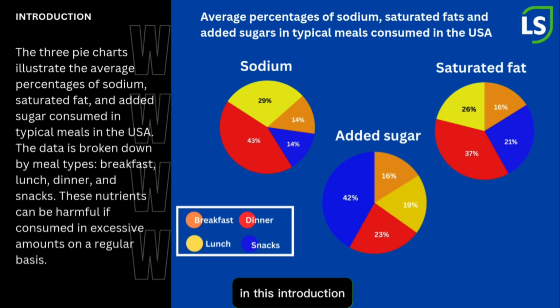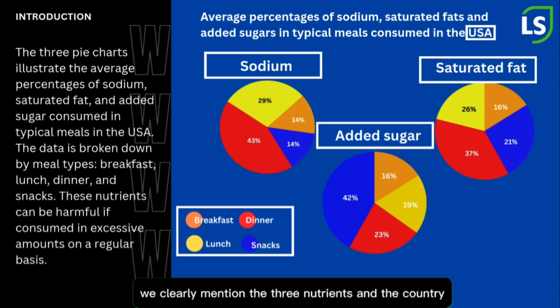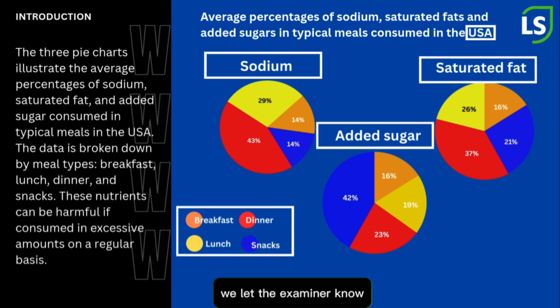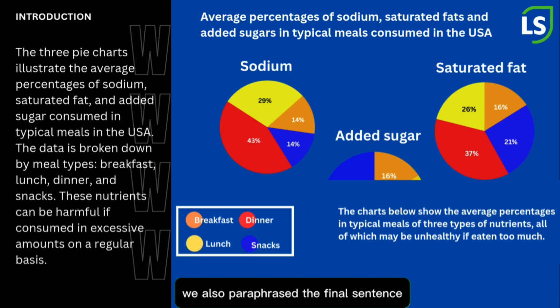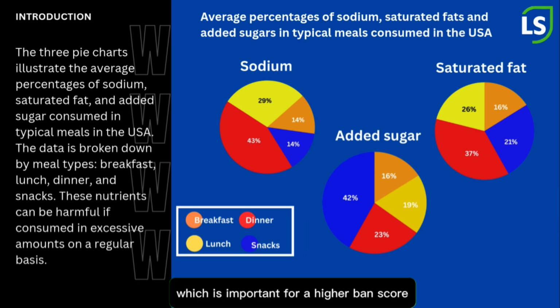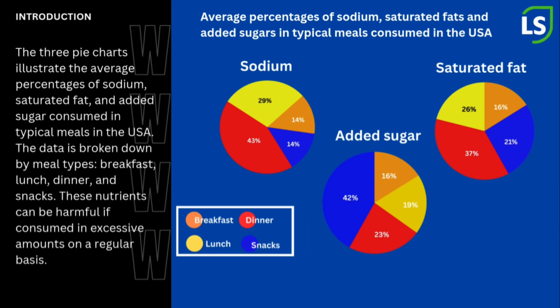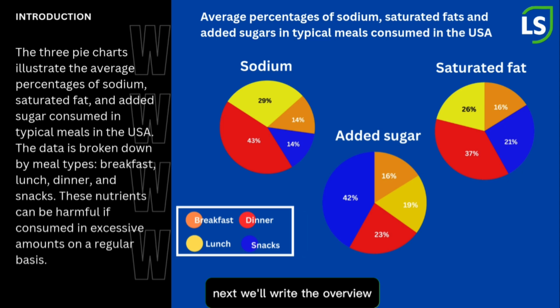In this introduction, we clearly mention the 3 nutrients and the country. Since there are multiple pie charts and a lot of data, we let the examiner know how the information is organized. We also paraphrased the final sentence to avoid copying the exact wording from the prompt, which is important for a higher band score. Next, we'll write the overview, which is a crucial part of your response. Without a clear overview, it's very hard to get band 7 or above. So, let's write the overview now.